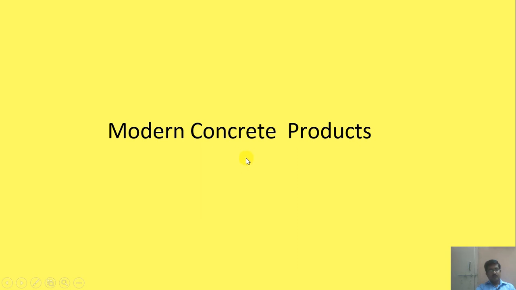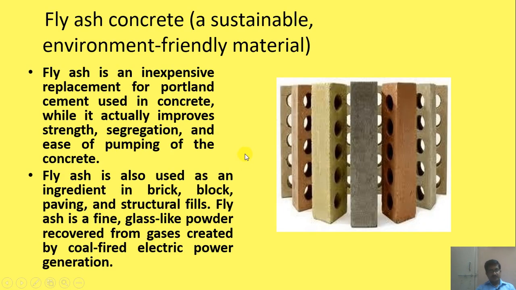Now again some modern concrete products we will discuss. Now you can see, as I discussed earlier, some fly ash concrete blocks are also nowadays in application. Now fly ash is an inexpensive replacement for the Portland cement used in the concrete. While it actually improves the strength, segregation and ease of pumping of the concrete, fly ash is used as an ingredient in the brick, block paving and structural fields. Fly ash is a fine glass-like powder recovered from gases created by coal-fired electrical power generation. So some part of the cement is replaced by the fly ash.